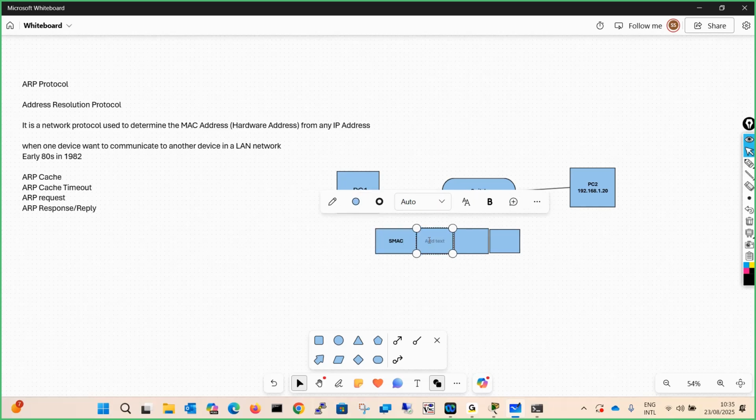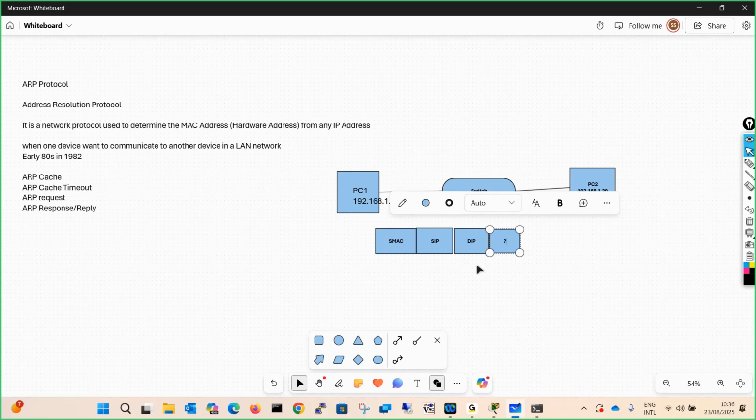Then its own IP address, which is the source IP, the IP address of PC1. It is communicating to PC2, right? So it knows the destination IP address. The third field will contain the IP address of the receiver, which is the destination IP address. Now it doesn't know the MAC address, right? This field will be empty because the destination MAC address is not known, and that's the reason the ARP protocol has come into the role.